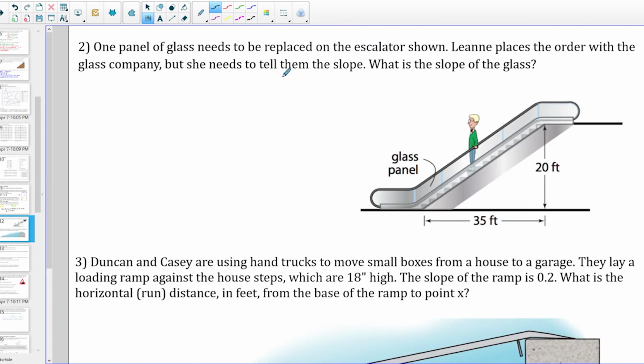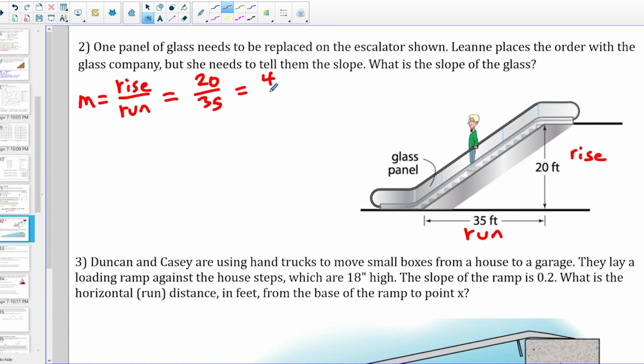For this next example, it says that a panel of glass needs to be replaced on the escalator shown. Leanne places the order with the glass company, but she needs to tell them the slope. So what is the slope of the glass? We're going to identify first the rise and the run of our slope. Here we can see that 20 feet going vertically will be our rise. So that means that the 35 feet going horizontally will be the run. So our slope, once again, is equal to rise over run. And that's going to be the same thing as 20 over 35. Now we want to reduce our fraction to simplest terms. So we can divide both the top and the bottom by 5, and we end up with 4 over 7. So our slope ends up being 4 over 7.